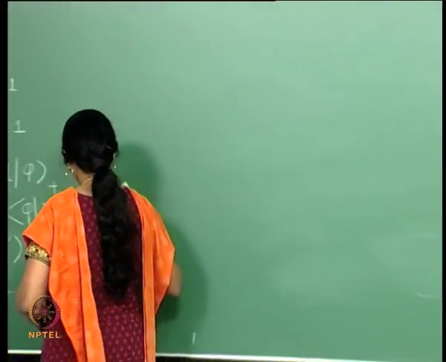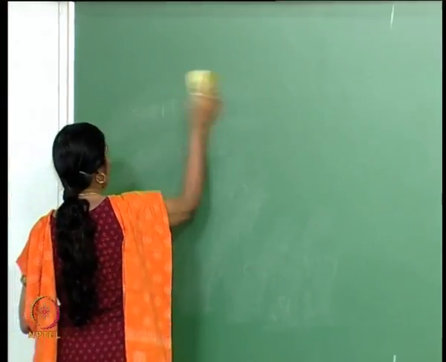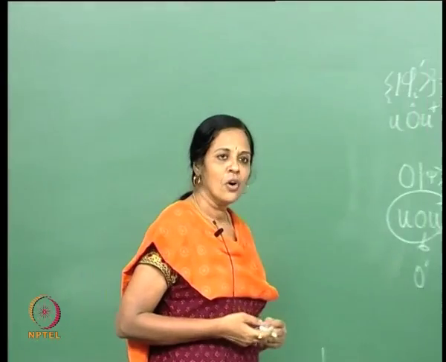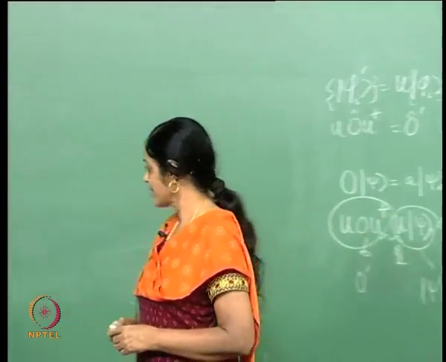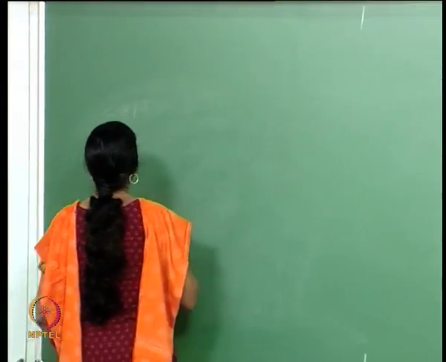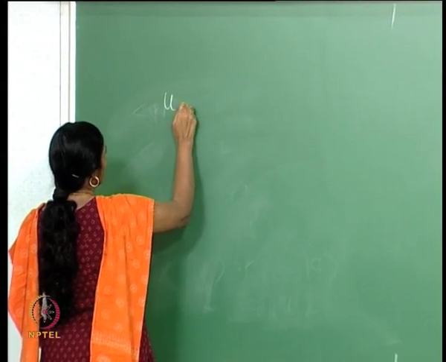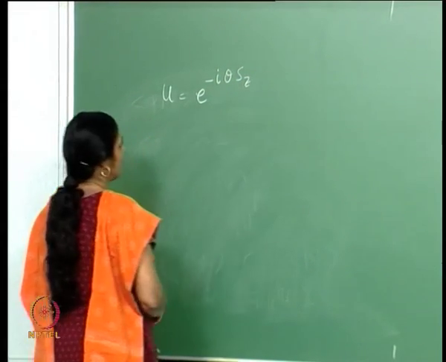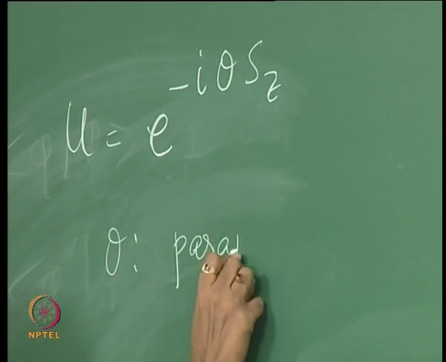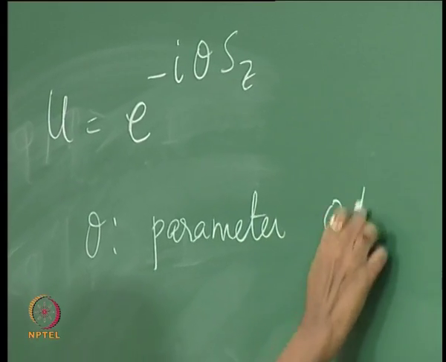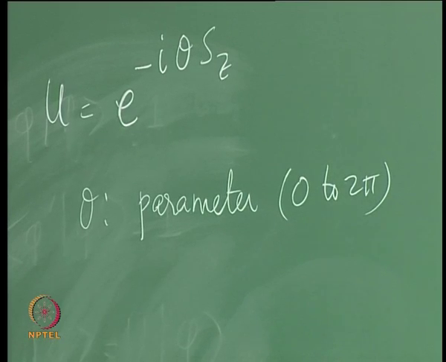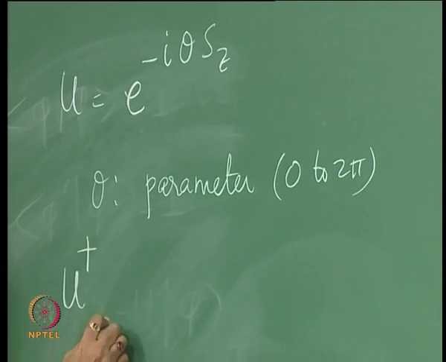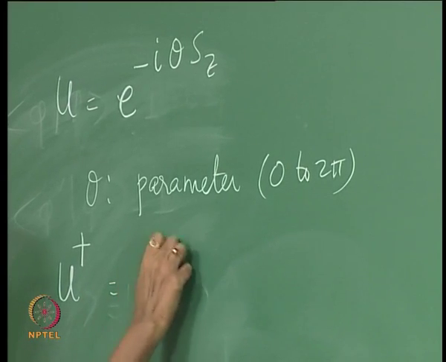We could do better. Let us look at a specific unitary transformation and understand something more about the physical properties of the spin matrices Sx, Sy and Sz. So let me consider this unitary operation e to the minus I theta Sz, where theta is a parameter, it is a constant, and it can take values 0 to 2 pi, any value, it is fixed. So u dagger, which is the same as u inverse, is simply e to the I theta Sz.